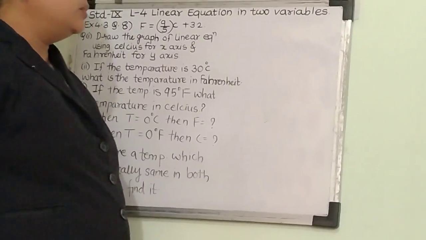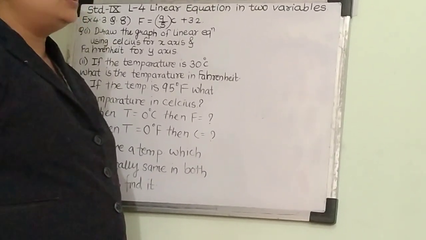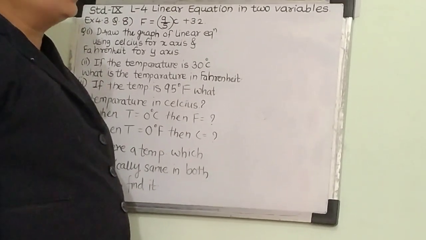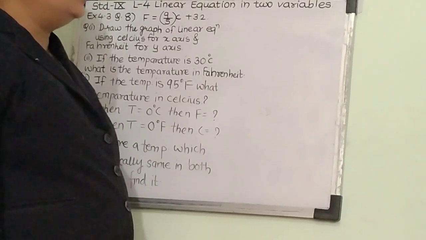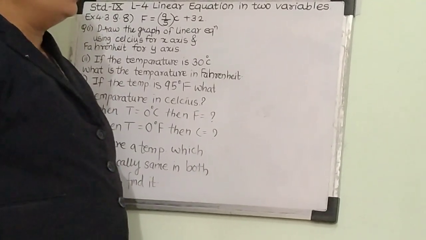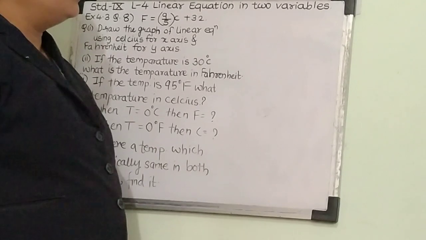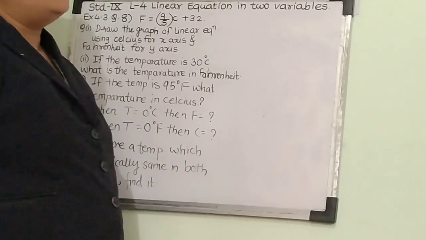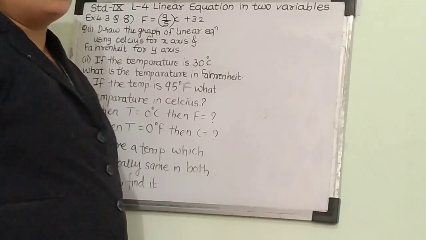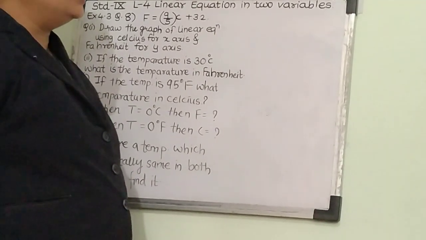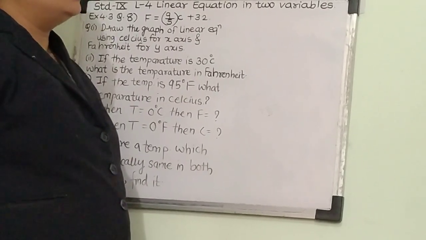In the previous lecture we learned what a linear equation is, then the graph of a linear equation. In this lecture we are going to draw the graph for a given linear equation. So the remaining questions from exercise 4.3 we are going to continue in this lecture.